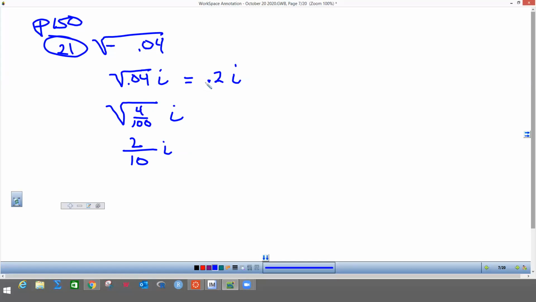And I got 0.2i up here because 2/10 is 0.2. Now you can reduce this, so this reduces to 1/5 i. And I will take either answer, decimal or fraction. Okay? Now, just so you know, you don't have to write it. The real part is a 0 out here, but you don't have to put 0 in your answer.